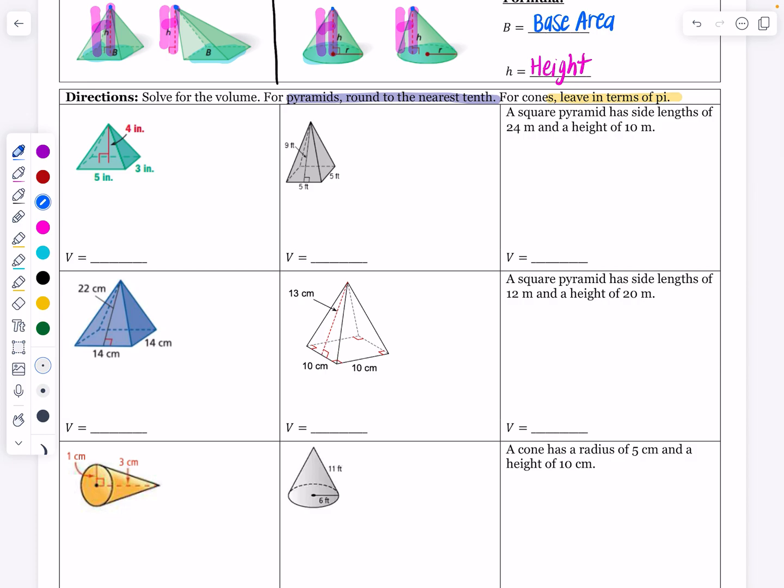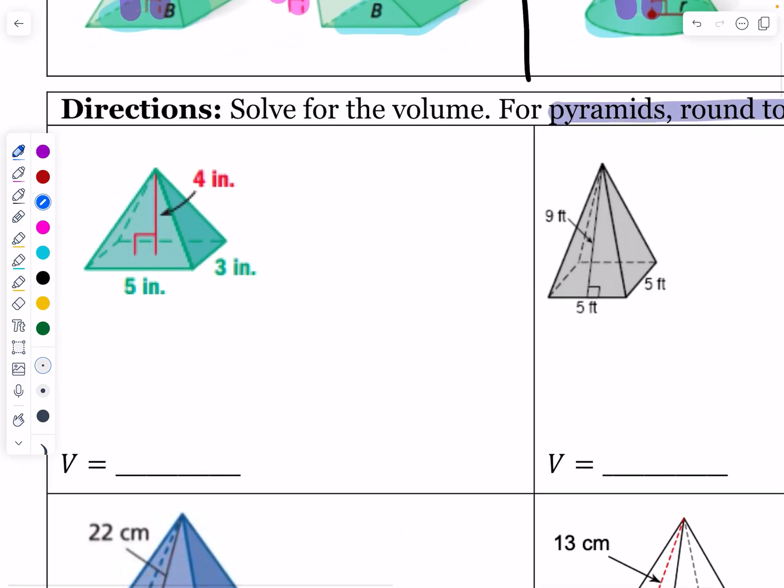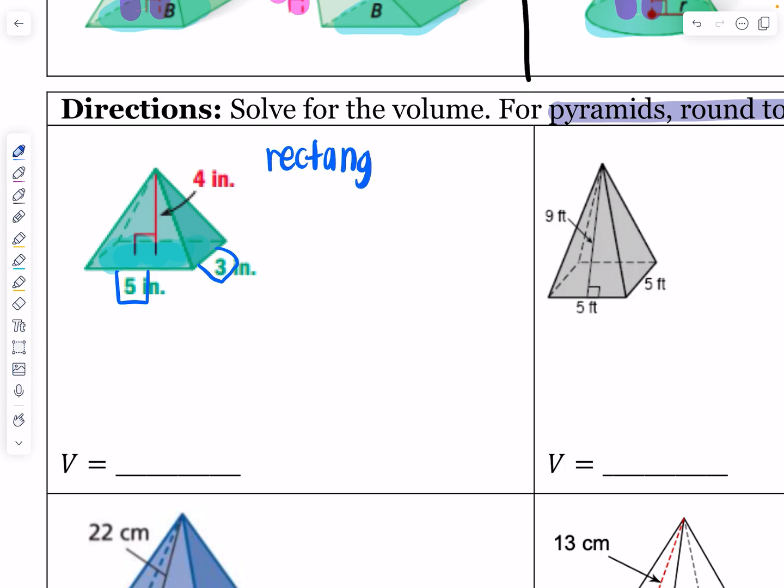We want to find how much volume is inside of this shape, and the first thing I had students do today is practice naming the shapes. This shape is not a square pyramid, I almost said square, but because it's a 5 by 3 when I look at the base, it is going to be a rectangular pyramid. So you name it by its base, rectangular pyramid.